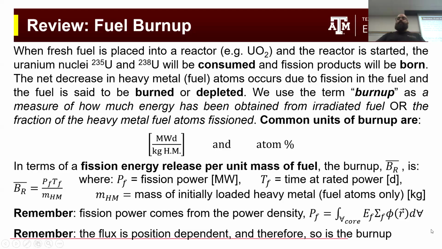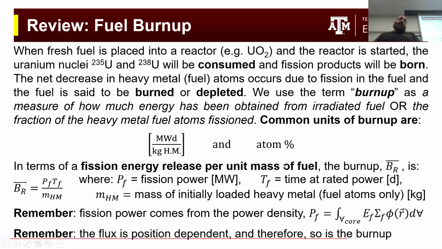That fission power is related to the power density, where the volume integral of the power density would give you the power. And therefore, the burnup depends on the flux. And the flux is position dependent, which means that your burnup is also position dependent. Different places in your reactor will actually burn up fuel faster or slower, depending on where the flux is in your reactor.